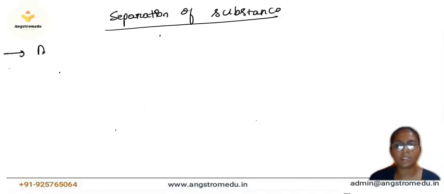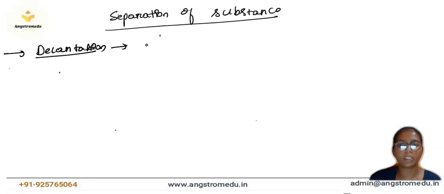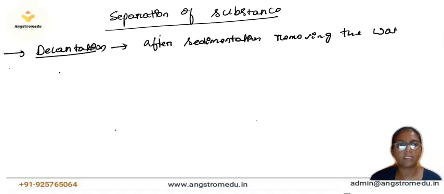Next one is decantation. So we can say that the decantation process is a continuation of the sedimentation. Let's look at how. The decantation process is after sedimentation, that involves removing the water along with the impurities. So let's look at how.